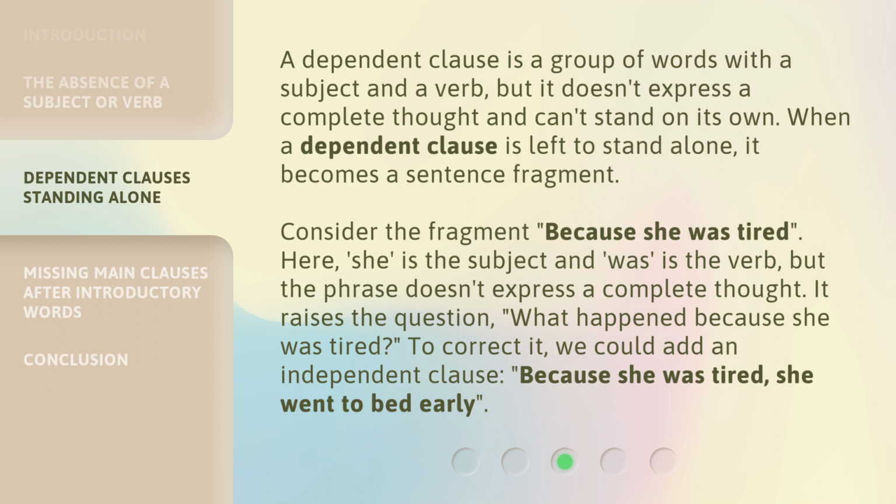Consider the fragment, "because she was tired." Here, "she" is the subject and "was" is the verb, but the phrase doesn't express a complete thought. It raises the question, what happened because she was tired? To correct it, we could add an independent clause. "Because she was tired, she went to bed early."